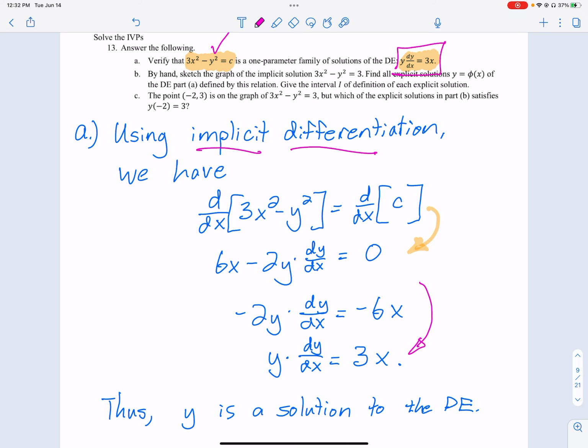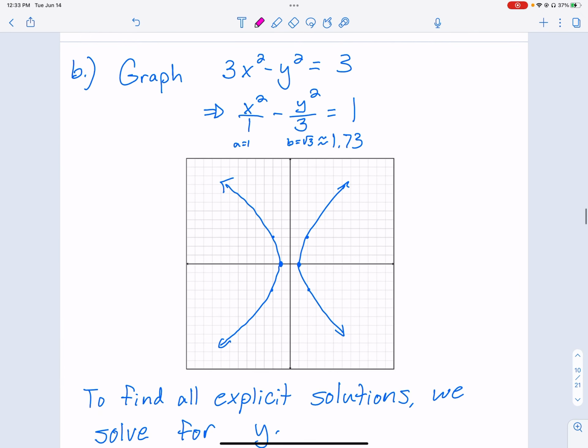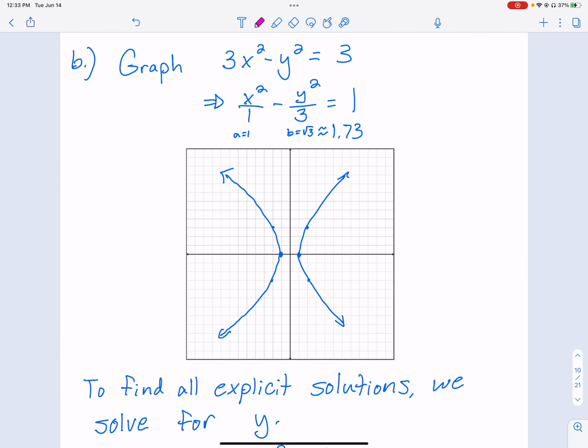Okay, so part B says to graph it and then find all explicit solutions. So the graph of this thing, in Calc 3 we did this. We do it pretty quick. Those of you that had me last semester, it was pretty crazy. We went through this pretty quick, but we actually do this in Calc 2 and before. This is a hyperbola.